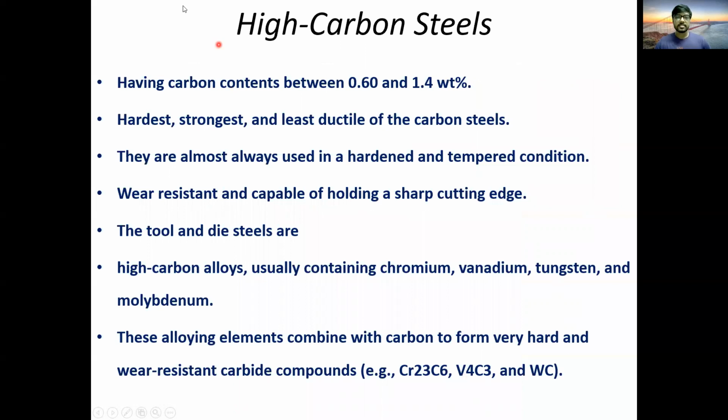So this is the last classification of low alloy, which is high carbon steel. If the carbon percentage is higher, which is 0.6 to 1.4% of whole body weight, then it will be called the high carbon steel. These high carbon steels are very much stronger and harder than the previous one. Actually, this is the hardest, strongest carbon steels of all.